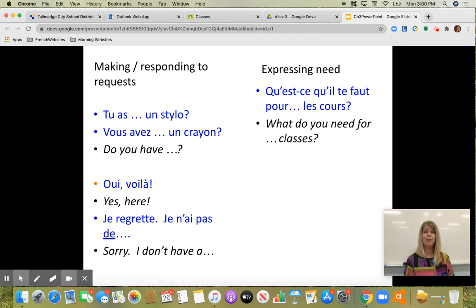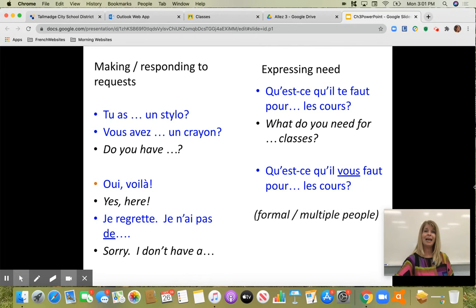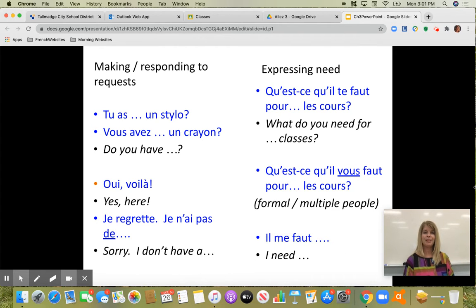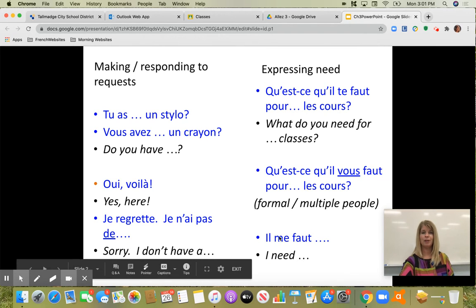Now, if you're talking to me or you're talking to a group, you need to change that to vous. Répétez. Qu'est-ce qu'il vous faut? Very good. To say I need something, répétez. Il me faut. Très bien. So notice the you part is really the little word before the faut. And the me part, the I need, is the me then. Il me faut. All right.